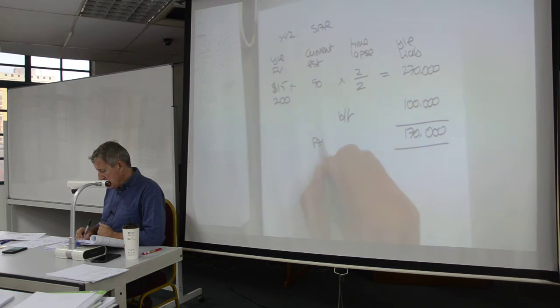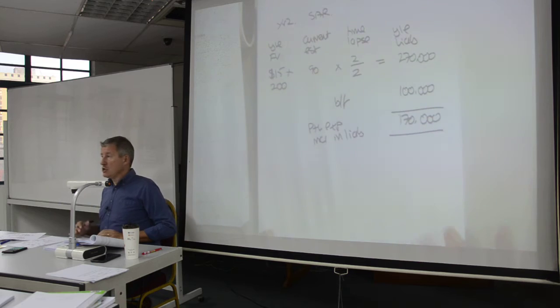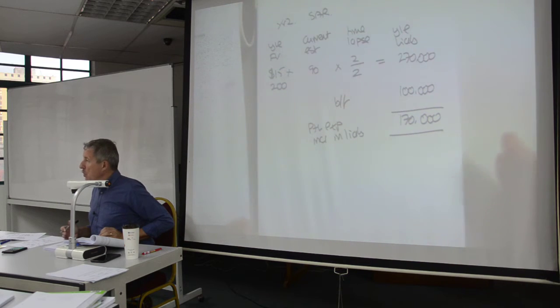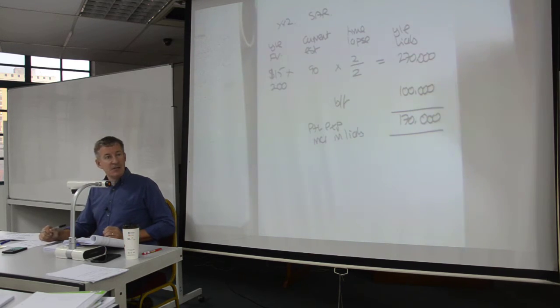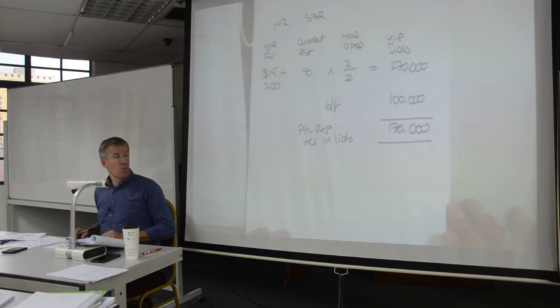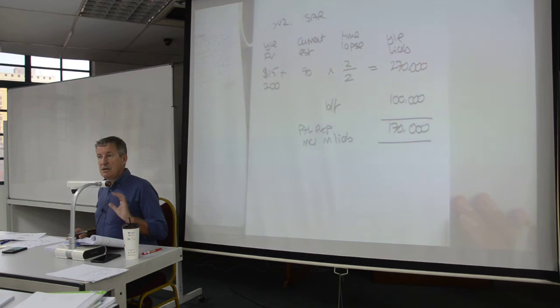My P&L expense for year 2 represents the increase in the liability. Share appreciation rights are non-cash expenses. So like depreciation, like current service costs, like impairment losses, they are non-cash expenses, so they'll be added back in your cash flow. Your P&L expense is 170. Ladies and gentlemen, share appreciation rights is a small part of IFRS 2. Yeah, covered it.